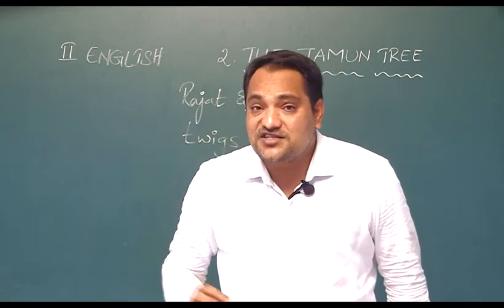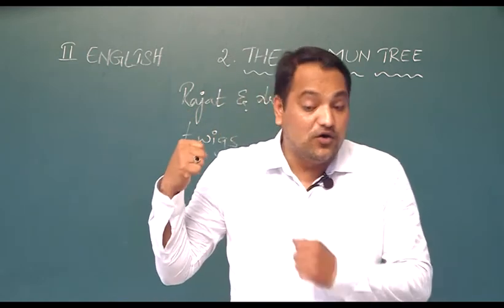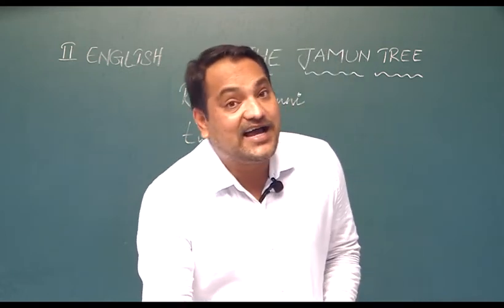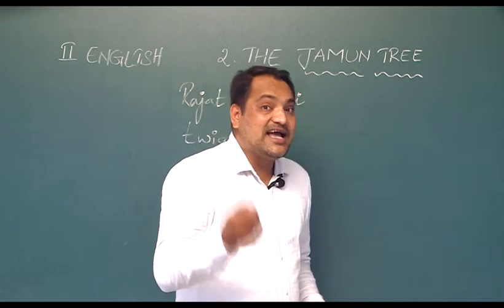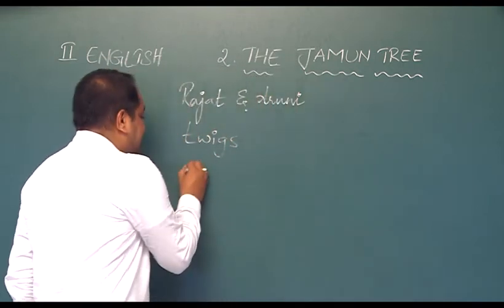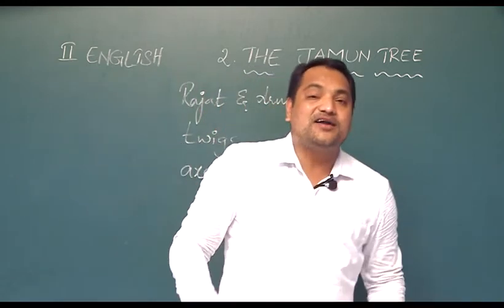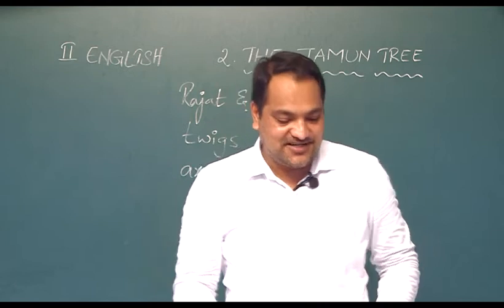So, Ramu Chacha's tea shop, there were three men. And what were they holding? They were holding axes in their hands. What were they holding, sir? They were holding axes. I think you know what is an axe, right? The one that is used to cut down the trees. You can see in the picture in the textbook.